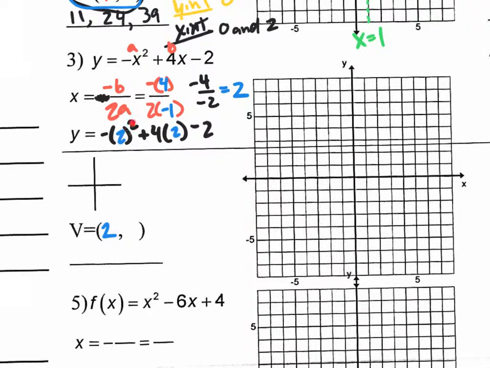Now let's do exponents first. 2 squared is 4 with the negative in front, so that will be negative 4. And then 4 times 2 is 8. And then bring down that minus 2. If you go from left to right, negative 4 plus 8 is 4, and 4 minus 2 is positive 2. So the vertex is at 2, 2: 2 on the x, 2 on the y. You end up right there.